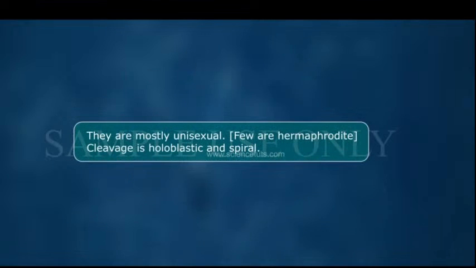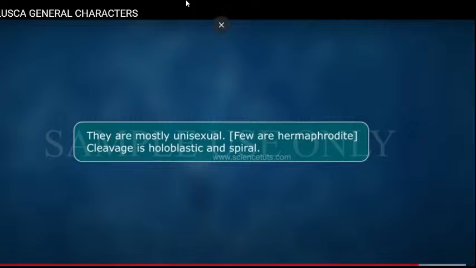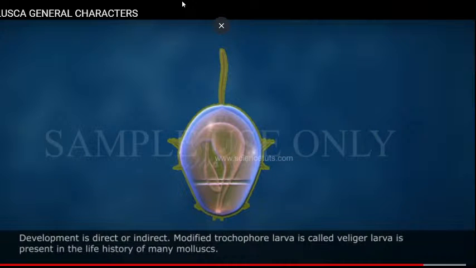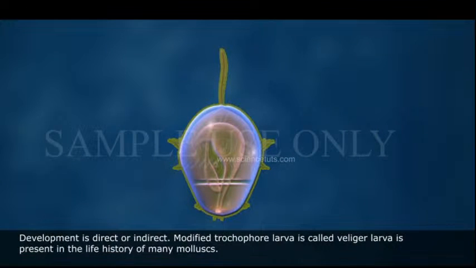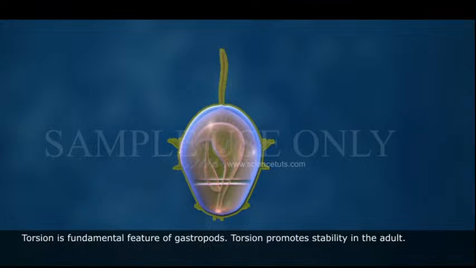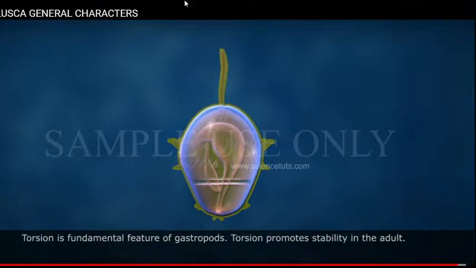They are mostly unisexual. Few are hermaphrodite. Cleavage is holoblastic and spiral. Development is direct or indirect. Modified trochophore larva, called veliger larva, is present in the life history of many mollusks. Torsion is a fundamental feature of gastropods. Torsion promotes stability in the adult.